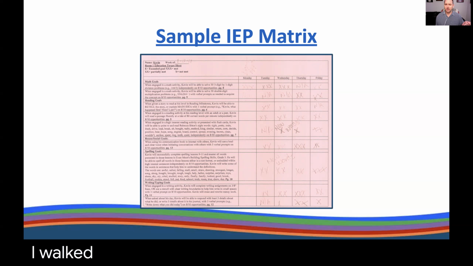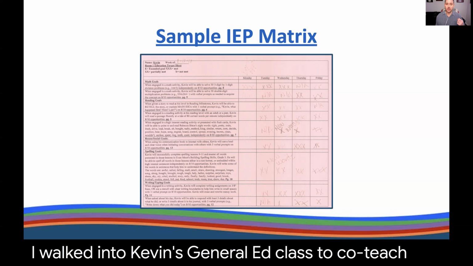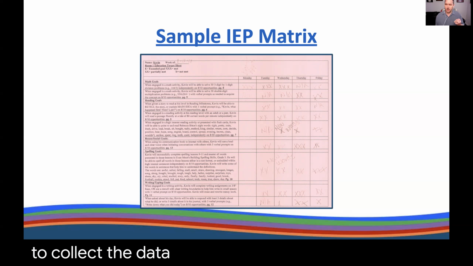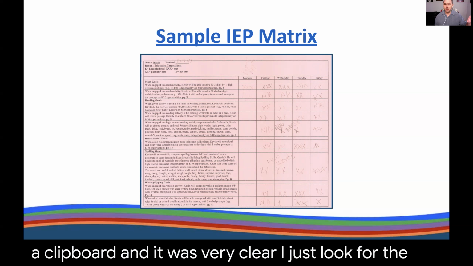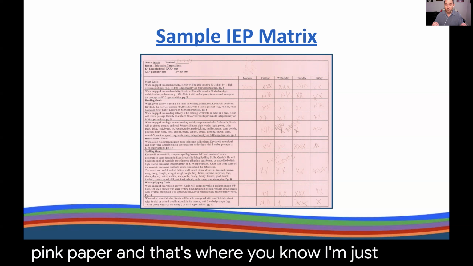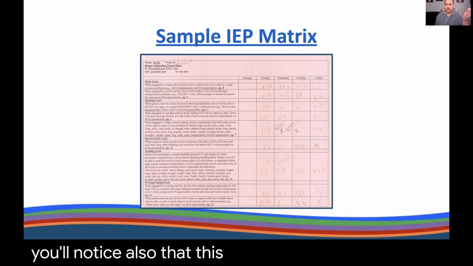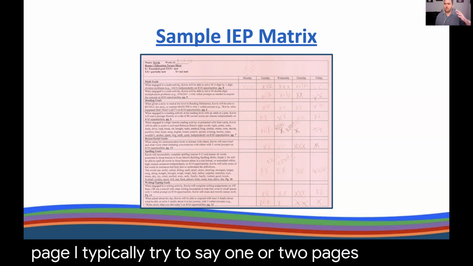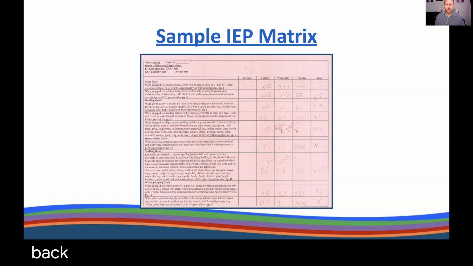And when I walked into Kevin's general ed class to co-teach or to collect the data, like at the end of the week, this was on a clipboard and it was very clear. I just looked for the pink paper, and you'll notice also that this is all the IEP goals on one page. I typically try to say one or two pages front and back for IEP goals, because if you have too many goals, it's hard to manage.